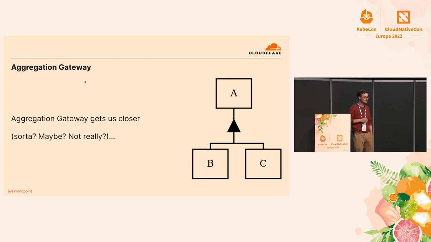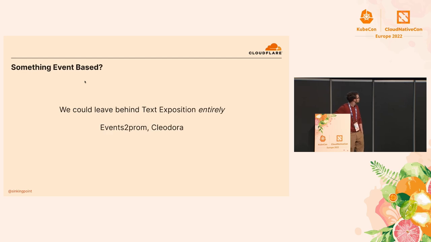At the same time, we have the aggregation gateway, and the aggregation gateway gets us sort of closer, maybe? It gives us different trade-offs, right? We can represent counters, but the way the aggregation gateway handles gauges is slightly weird, and we still can't get our infometrics out of it, which is what we really wanted to do, because the aggregation gateway works only on types, right? So a metric type has a behavior. Maybe that works, maybe it doesn't.